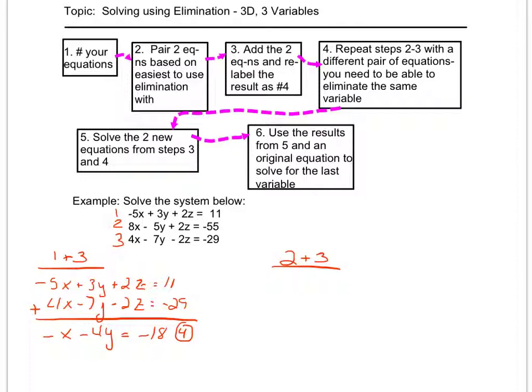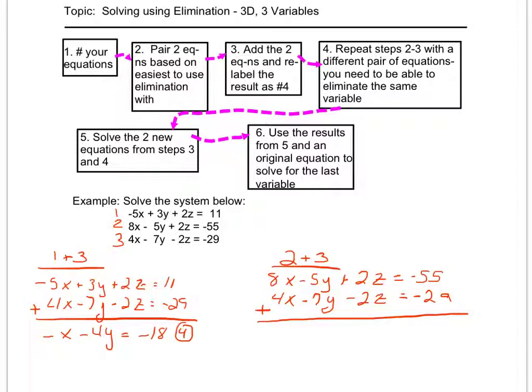And I'm also going to add 2 and 3 together. So 2 and 3. Okay, and when I do, I get 12x minus 12y equals negative 84, and that's my new equation 5. So now that I have 2 new equations, I can go ahead and solve them. Notice that this was step 3 and this was step 4.